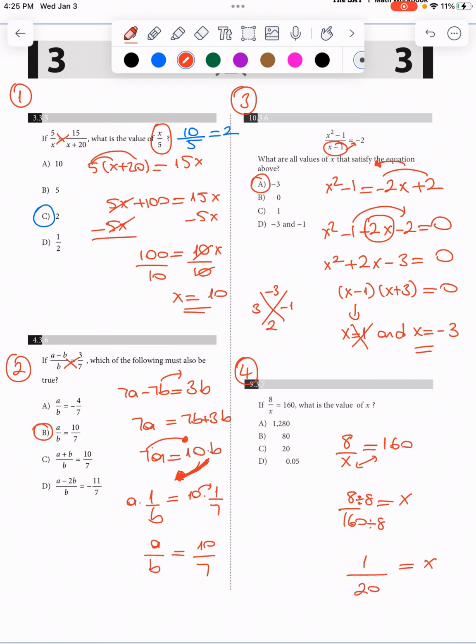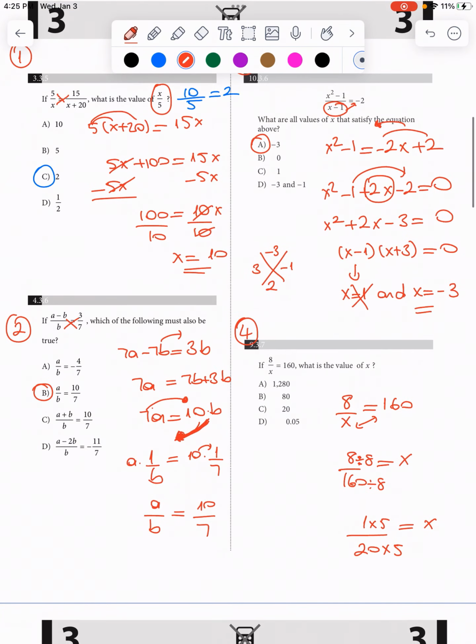And I just want to write it in the decimal form by multiplying both numbers by 5, first of all. So 1 times 5, 5. 20 times 5 is equal to 100. 5 over 100 in the decimal form, 0.05, which is D.